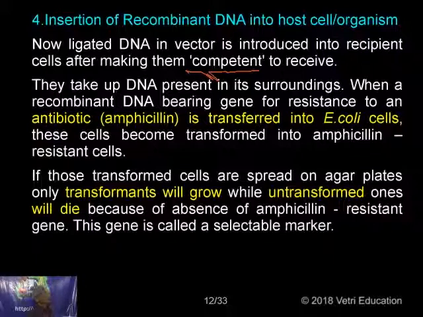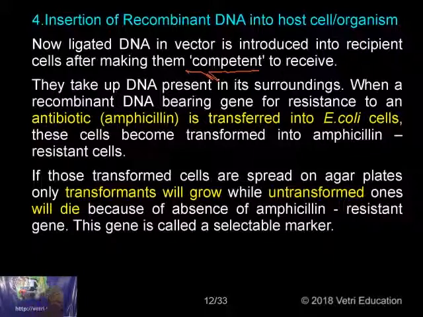The ligated DNA in a vector is introduced into the recipient cell after making them competent. But there are different methods to make them competent. Sometimes you have to dissolve the cell wall, because the cell wall may not be allowing the DNA to enter in. So many problems will be there. So, first it should be made competent to receive. They take up DNA present in their surroundings. When a recombinant DNA bearing the gene for resistance to an antibiotic is transferred into E. coli cells, these cells become transformed into ampicillin resistant cells.